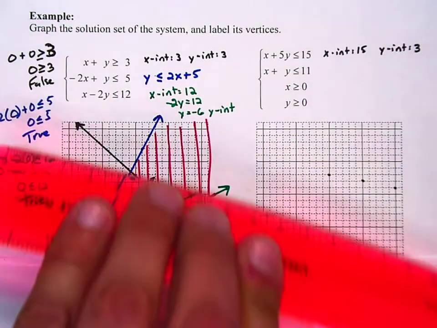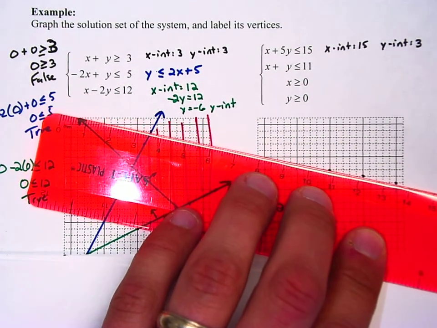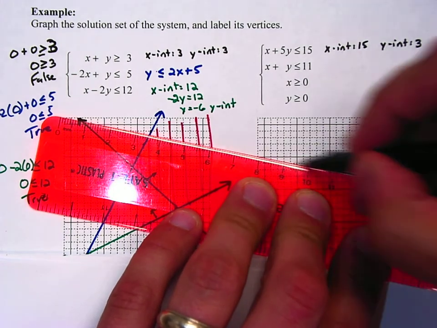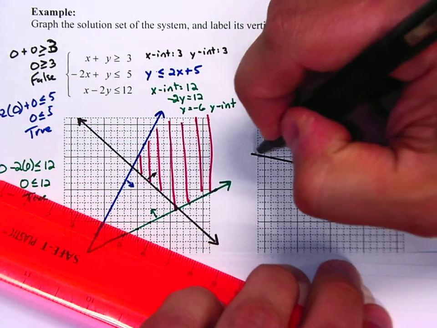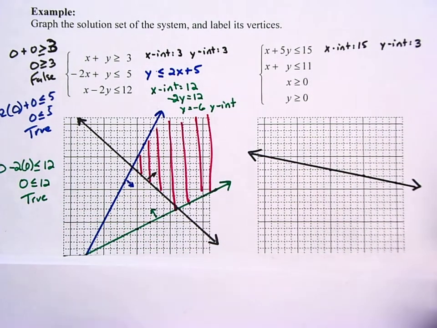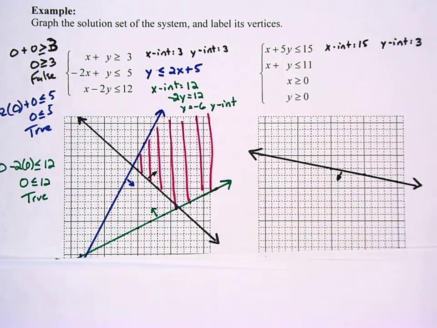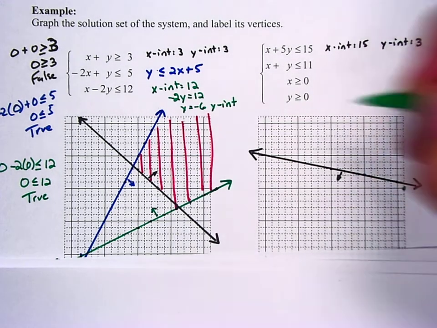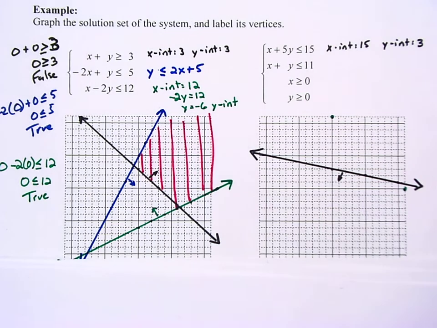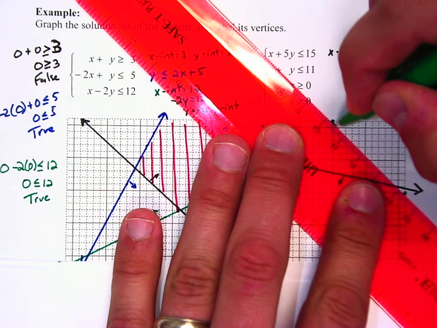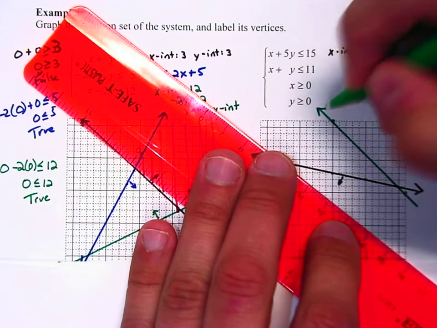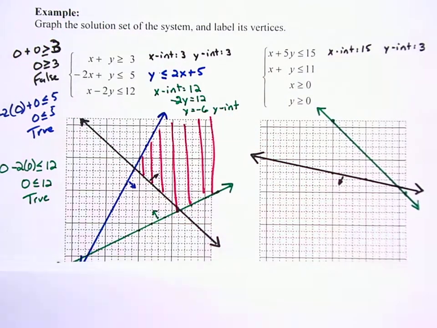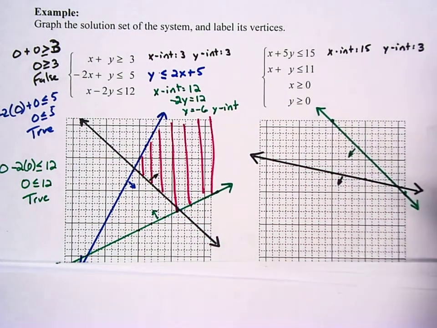It's a solid line. And 0, 0, if I plug in, will make it true. So I'm going to shade below that line. Just put a little shaded mark there. The next one is x plus y is less than or equal to 11. That means my x-intercept is 11. My y-intercept is 11. And I can shade that as a solid line again. If I plug in 0, 0, I get 0 is less than or equal to 11. So I'm shading below that line.